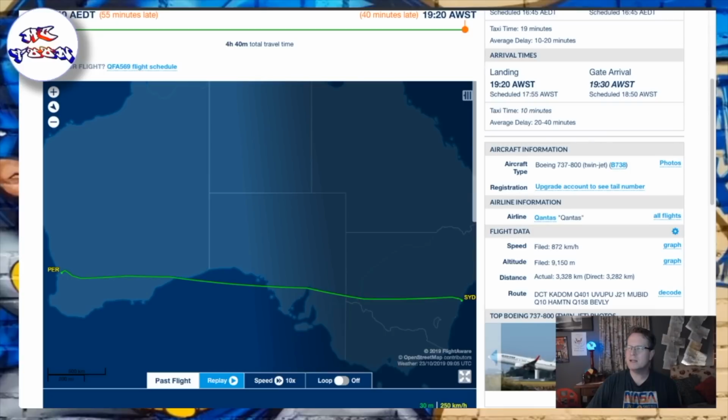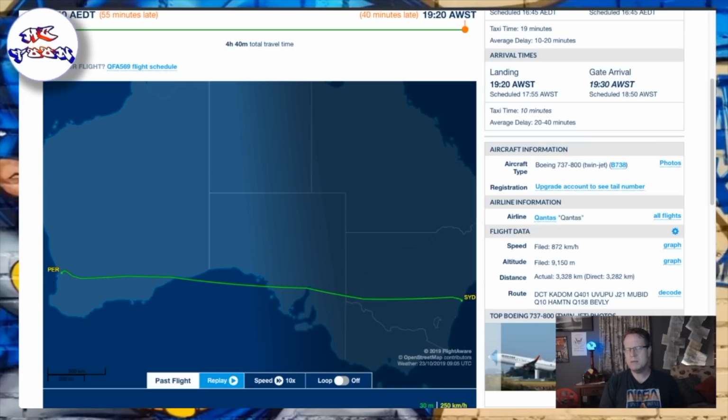Or we can look at the actual distance of flights that have been flown. And here we have the actual distance of 3,328 kilometers, or the direct route, if it was the optimal route as planned, was 3,282, a slight difference because of the route changes that a flight would potentially have to take. So he's off by 300 kilometers.